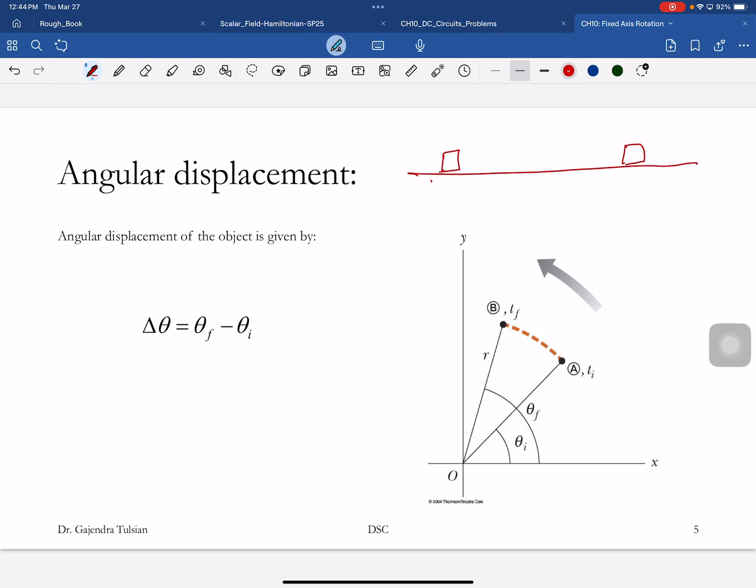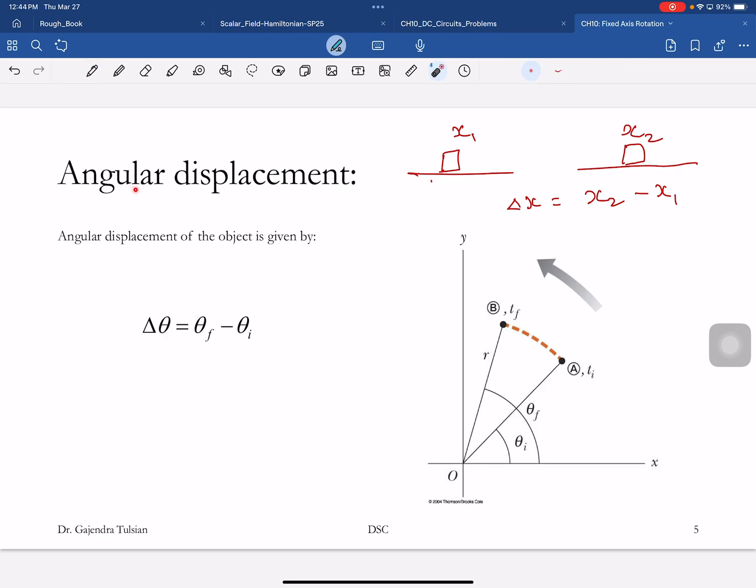Everything we talk about in this chapter, I'll give you the corresponding example for linear motion. So in linear motion, the displacement was x2, the final position, minus the initial position. The displacement was equal to x2 minus x1, or x final minus x initial.